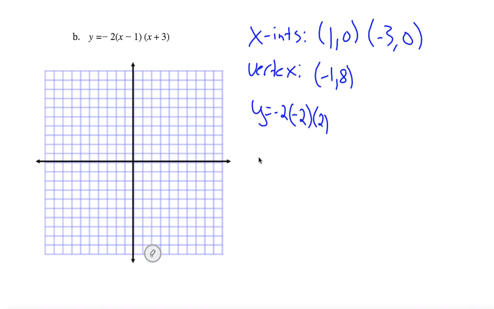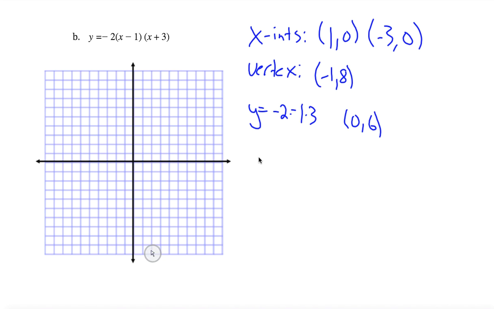Then I still need my y-intercept. I'm plugging in 0 for x, so if I do that, I get y equals -2 times (0 minus 1) is -1, times (0 plus 3) is 3. What I end up getting there is +6. So my y-intercept is (0, 6).